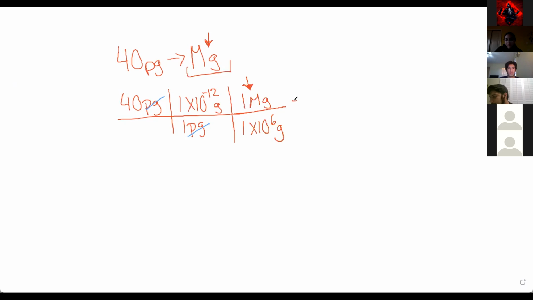So when we put 40 times 10 to the negative 12 over 1 times 10 to the 6, what happens to this 40 and this negative 12? If I know this needs to be between 1 and 9, what do I need to move to? How many times do I need to move my decimal? You need to move your decimal once.